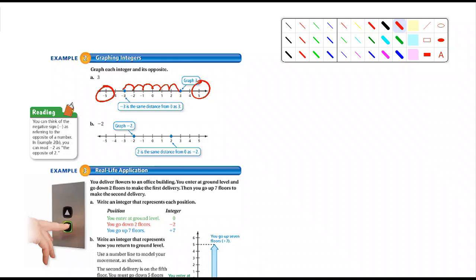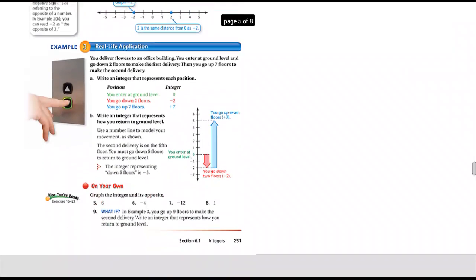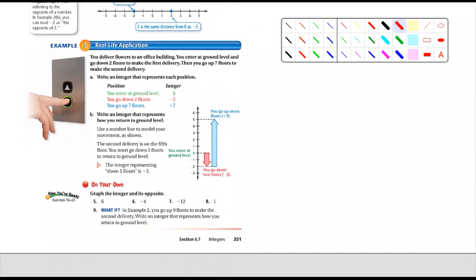So keep that in mind. That's going to come into play later on. All right? So let's move down a little bit further here. Real life applications. What do they got here? It says you deliver flowers to an office building. You enter at ground level and go down 2 floors, make a delivery, and then you go up 7 floors and make a second delivery. And then it says write an integer for each position.